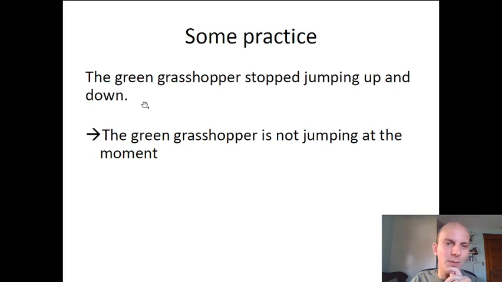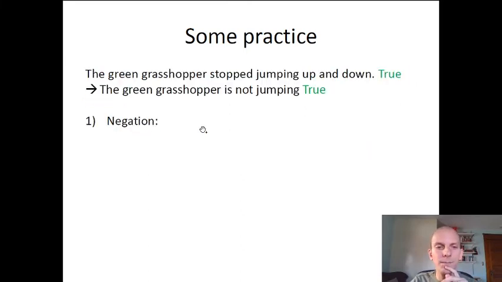Here, we have the sentence, the green grasshopper. Semantics loves green grasshoppers. I don't know why. But we know what that means, right? We know what the truth conditions of a green grasshopper are now, if you've seen part 1. Sentence A: the green grasshopper stopped jumping up and down. Sentence B: the green grasshopper is not jumping at the moment, is not jumping right now.